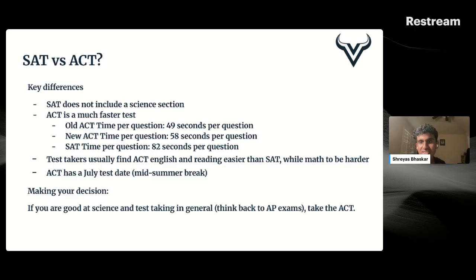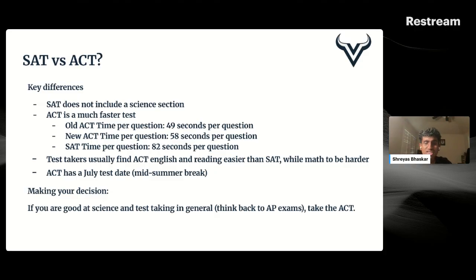Apart from that, test takers usually find ACT English and reading easier than the SAT, while the math tends to be harder. Now, there's definitely similarities in the subjects that they cover. Y'all should have definitely taken Algebra 2 to be comfortable taking either the SAT or the ACT. But the reason people find ACT math to be slightly harder is because there are topics that aren't really taught in Algebra 2 or even pre-calculus that are covered on the ACT, but that aren't really difficult. It's just topics that aren't taught, like vectors and matrices.